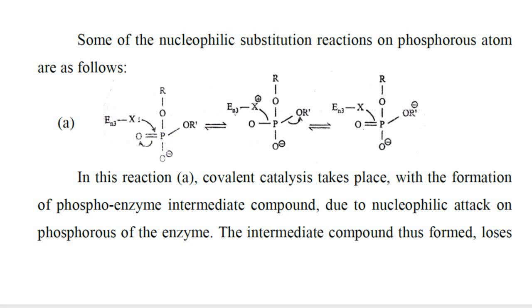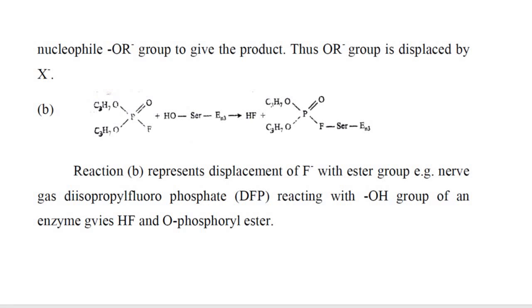what it loses, which is clear in our next slide. Look at this slide. The OR group is lost to give the product, thus the OR minus group is displaced by X minus. What happened here? You can look at the phosphorus double bond oxygen and OR and the F. So these groups, OH of serine, enzyme, give HF and the product. So reaction B represents the displacement of F minus with an ester group.